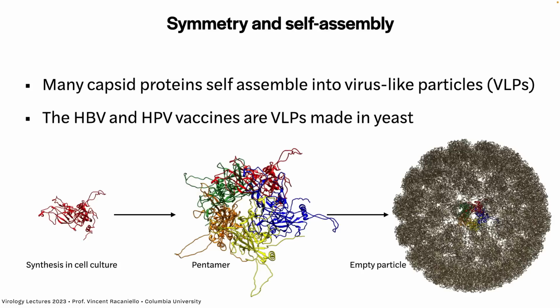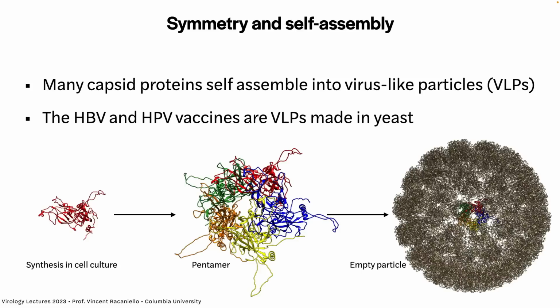And so here's a practical example of the use of symmetry and self-assembly. Many viral capsid proteins, the subunits of the capsid, the individual proteins, if you make them in a cell, they will assemble into a capsid without anything else, without any viral nucleic acid. And we take advantage of this to make vaccines. The hepatitis B vaccine, the human papillomavirus vaccines are made simply by expressing a single protein in cells in culture.